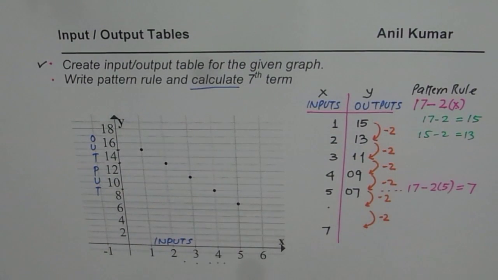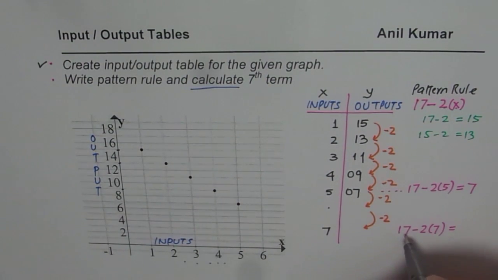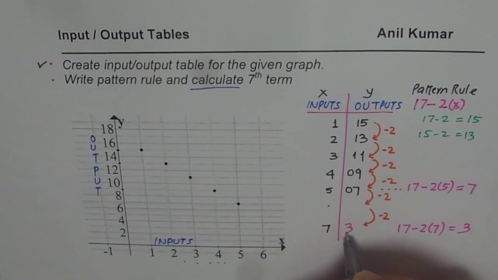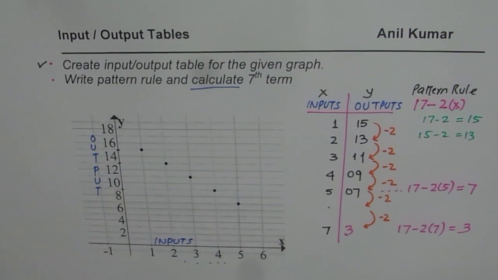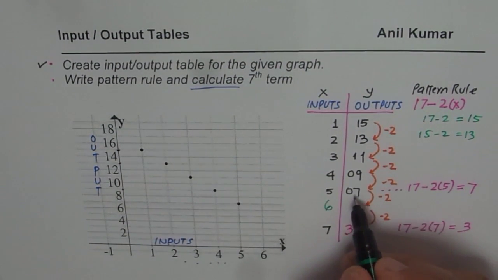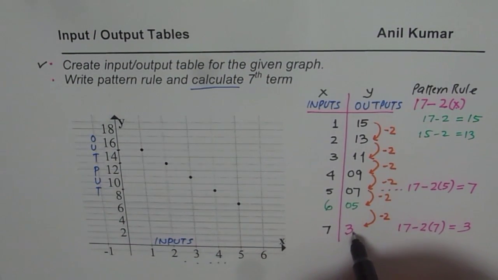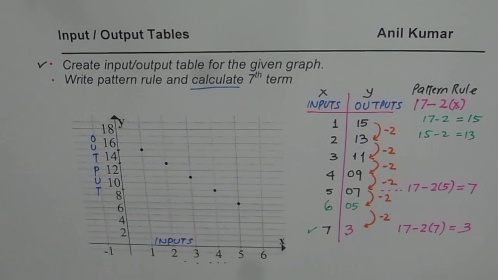So that works. For 7, the number should be 17 take away 2 times 7. When I write a number in brackets, it means multiplication. 2 times 7 is 14, and 14 taken away from 17 is 3. So I should be getting 3 here. Let us check if this is the right answer. For 6, 2 less than 7 is 5, and 2 less than 5 is indeed 3. So it seems to be the correct answer.